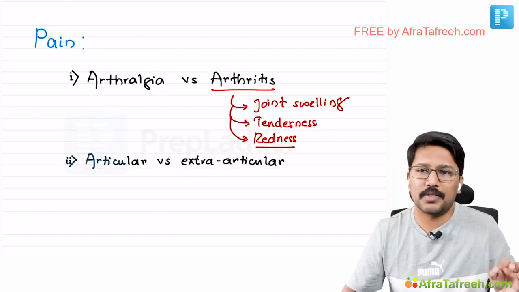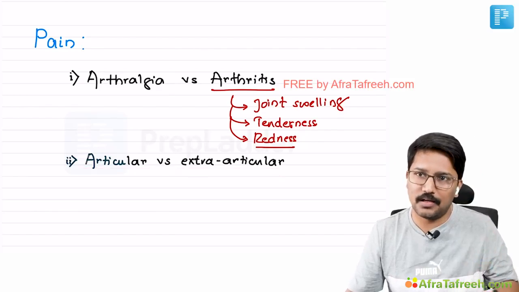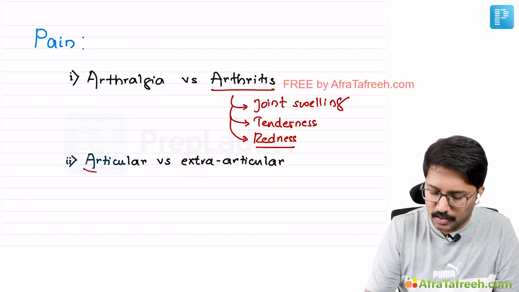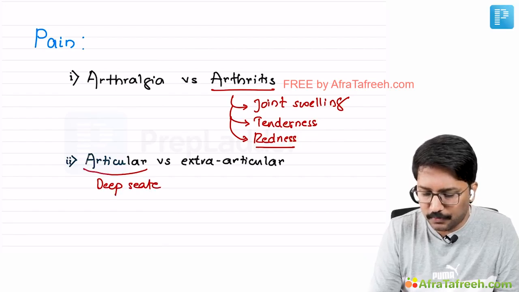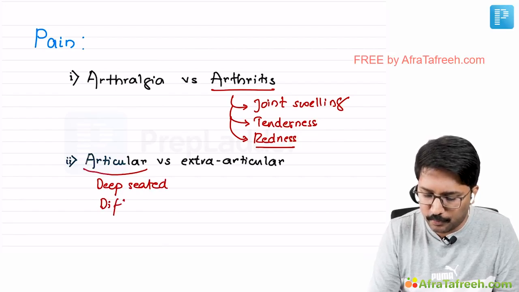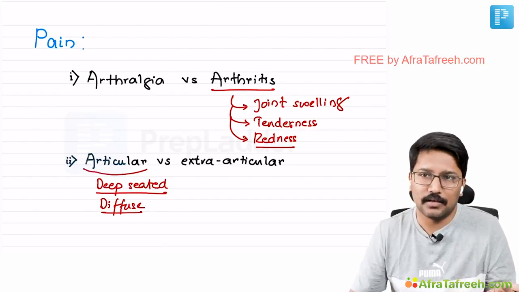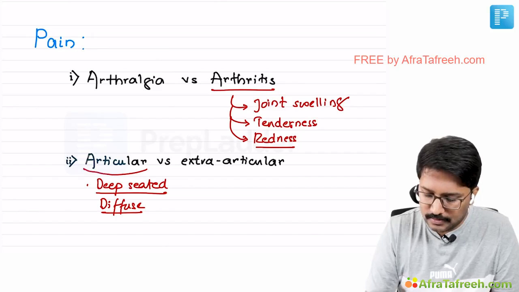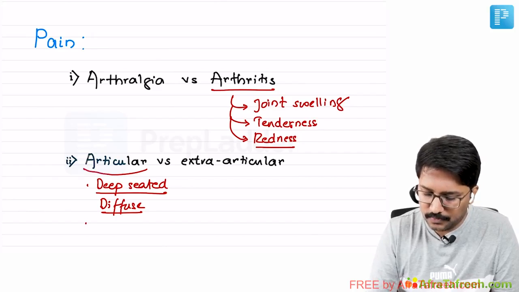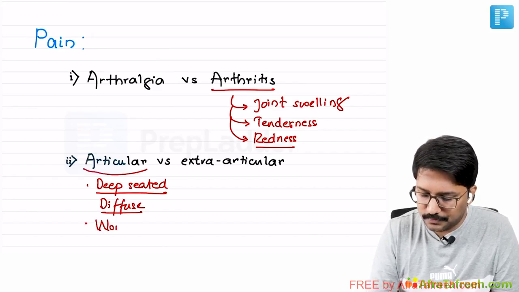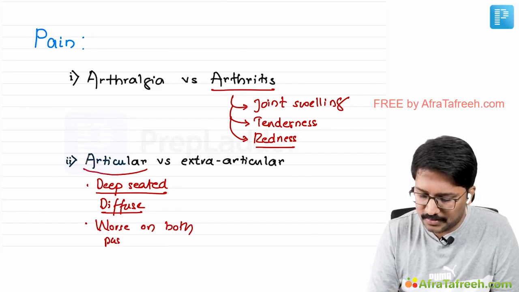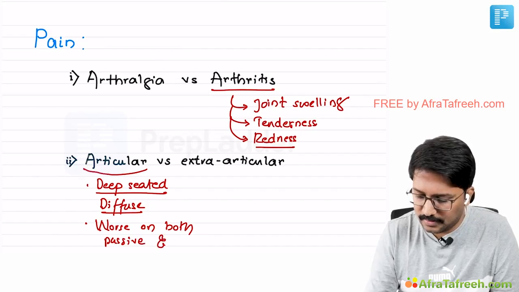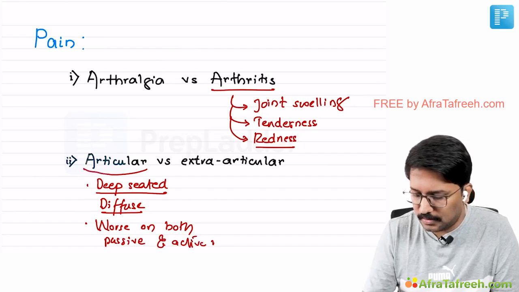The first point is to ask the patient whether the pain is deep seated or superficial. Articular pain is usually deep seated, very often diffuse. Patients cannot pinpoint one location of pain. It is deep seated and diffuse. Okay, then the second thing we notice is that articular pain usually gets worse on both passive as well as active movement.